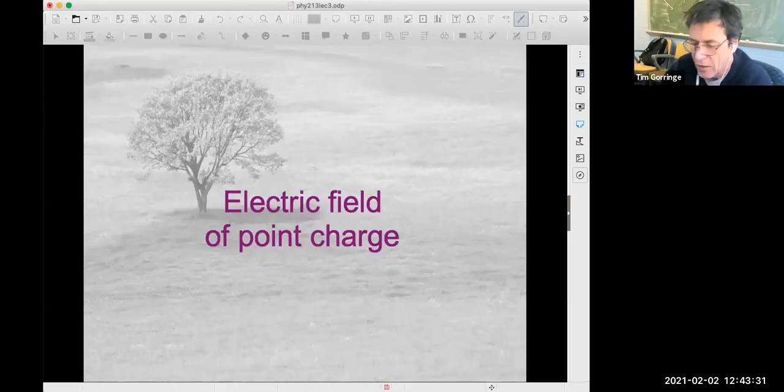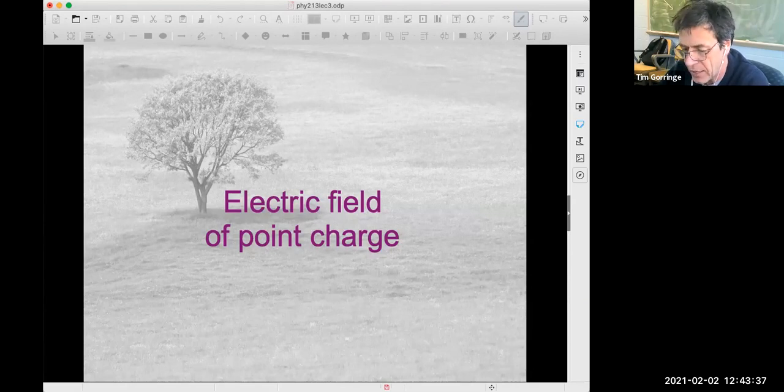Okay, so that's the idea of fields. Fields are things that carry forces, and there's the definition of the electrical field. There's a field equation defining the electrical field in terms of the force on a test charge. Now I want to look at some examples of electrical fields. And I'm going to start with the electrical fields of single point charges.